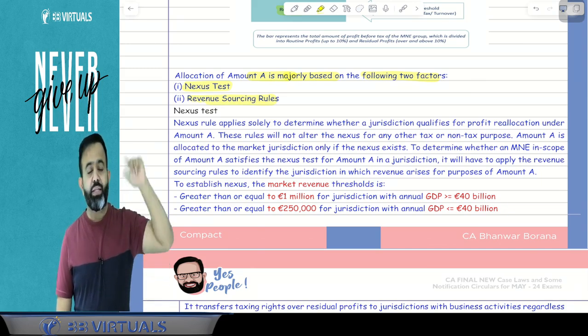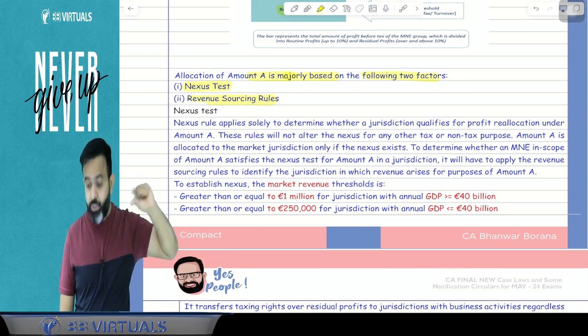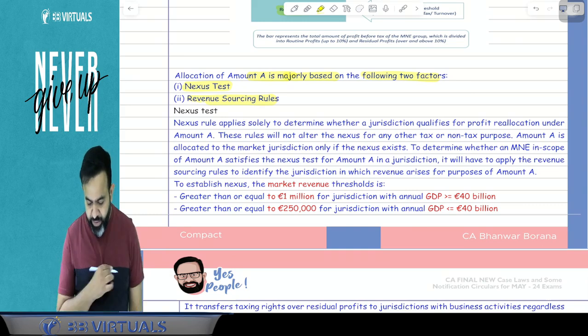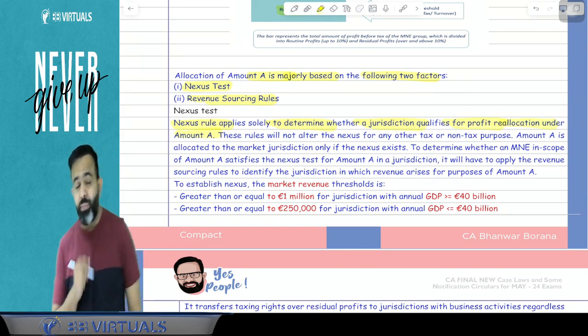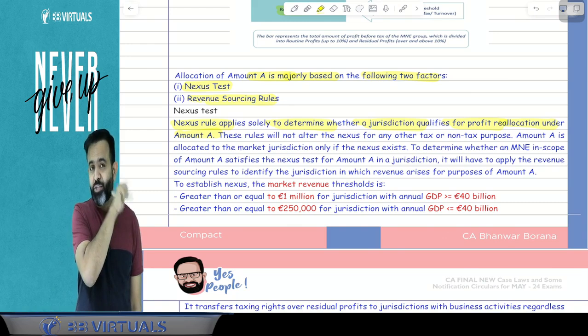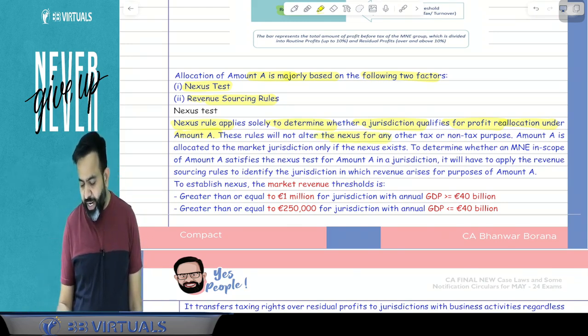Now this profit, that excess profit, that amount A will be given to which countries, guys? So that will depend on the nexus test. Now what the nexus test says, try to understand. Nexus rule applies solely to determine whether the jurisdiction is qualified for the profit allocation under amount A or not. Means which country will get that profit allocation, and which country will charge the tax on that profit allocated. So here, this rule will not alter the nexus for any other tax or non-tax purpose.